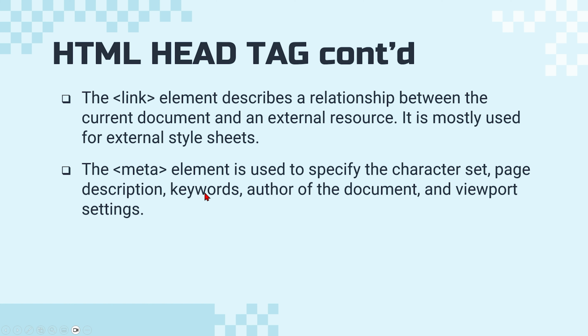Now, the meta element is used to specify the character sets, the page description, keywords, author of the document, and the viewport settings of the web page. So now we're going to go into Visual Studio Code. We're going to see how the head tag actually looks, and we're going to talk more about the head tag.